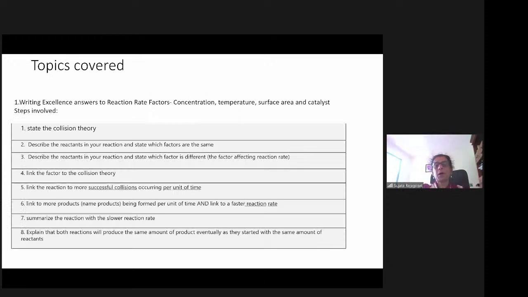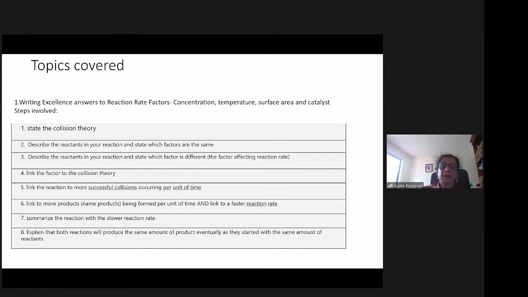The first part, which we have observed over the last so many years, is questions about the rate of reactions. We know the four factors affecting rate of reaction are concentration, temperature, surface area, and catalyst. So the first thing is to talk about the collision theory. What does the collision theory tell you? The particles need to be in the right orientation, they need to collide with each other, at the right temperature, with the right activation energy, for the reaction to take place.